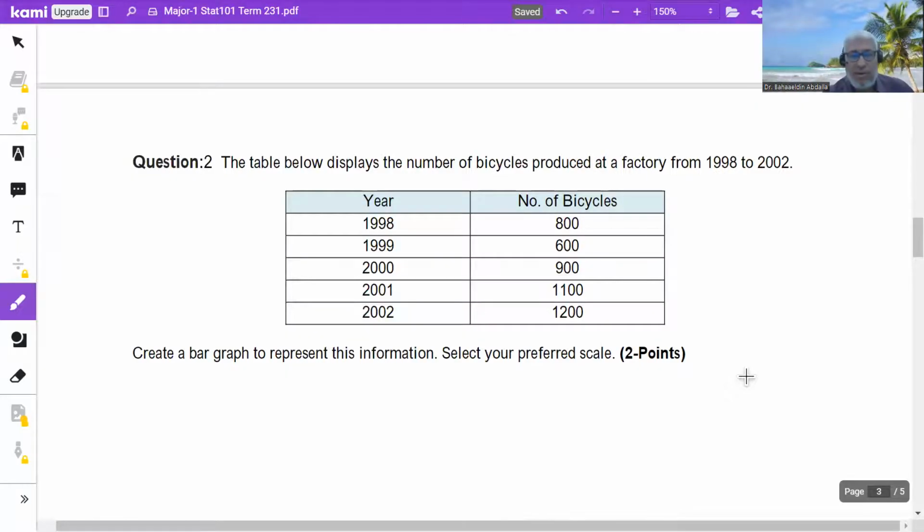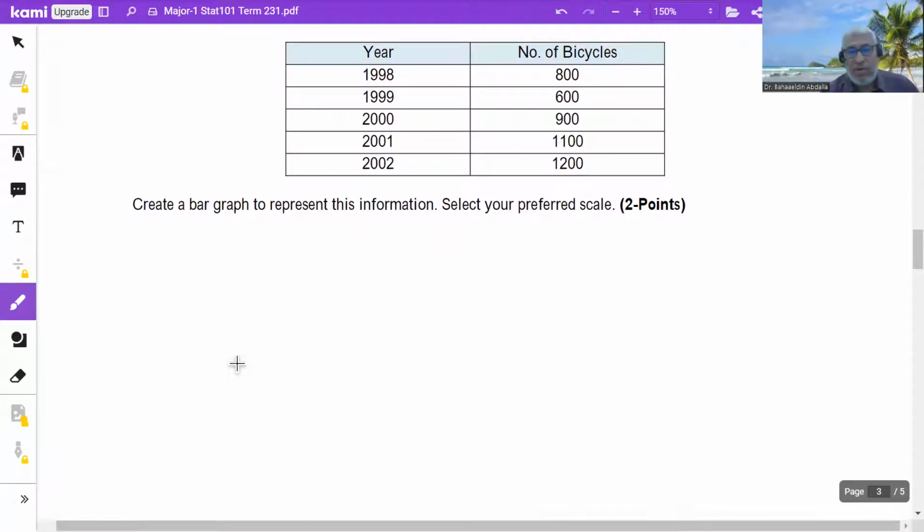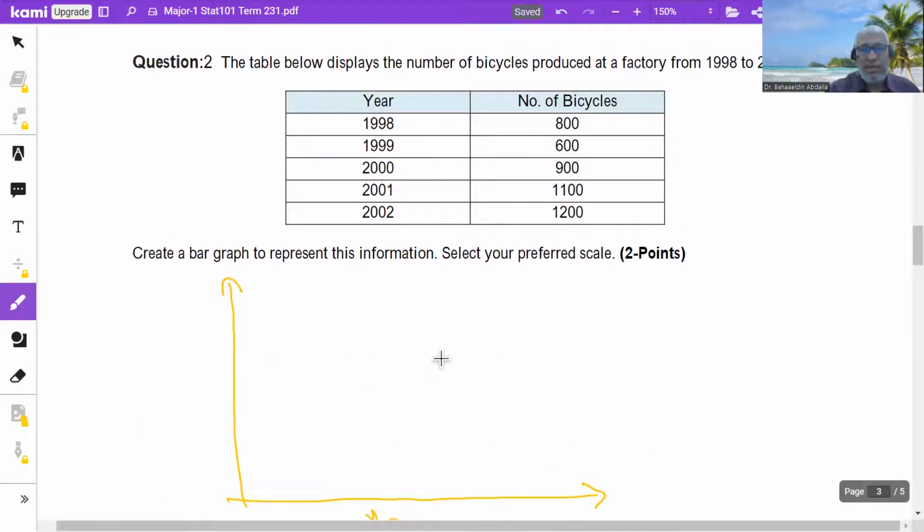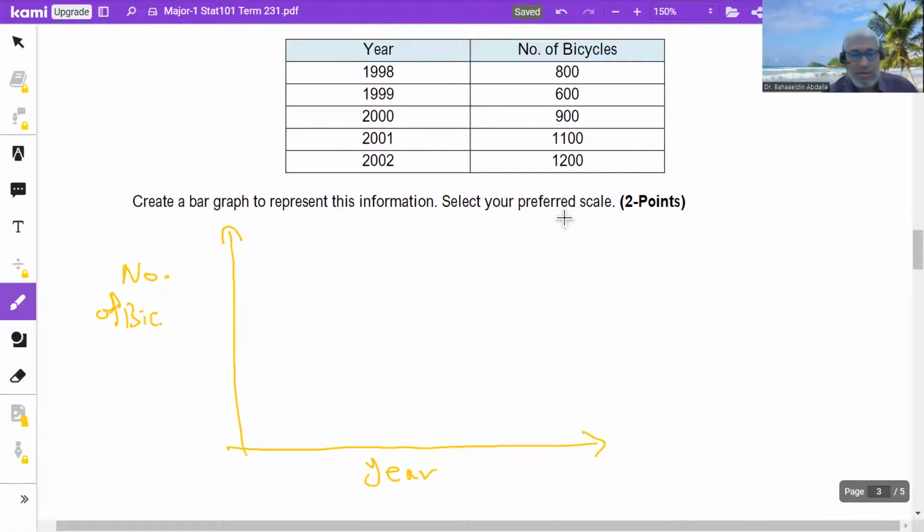Now the table below displays the number of bicycles produced at a factory from this year to this year. Create a bar graph. Well, select your preferred scale. Bar graph is like this, a Y scale and an X-axis and Y-axis. We put the year here on the X-axis and we put number of bicycles here on the Y-axis, okay? Now the number of bicycles, the minimum is 600 and the maximum is 1,200.